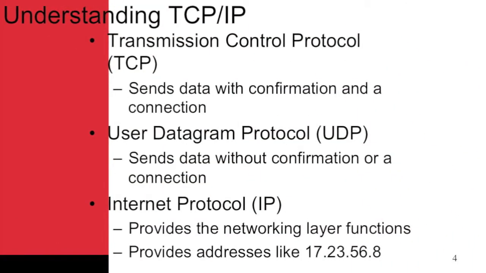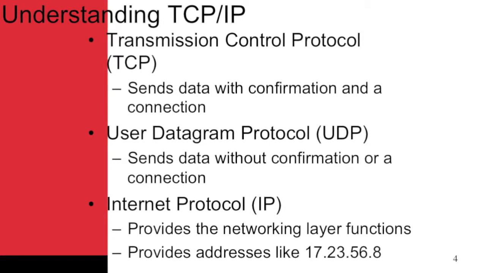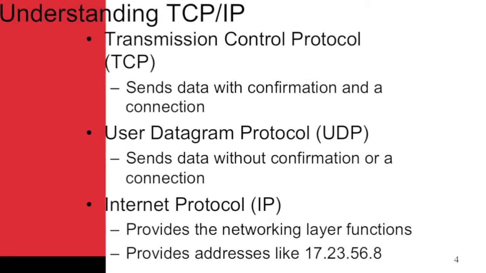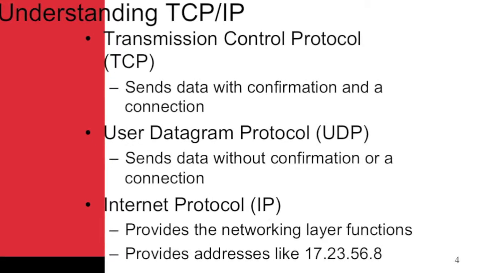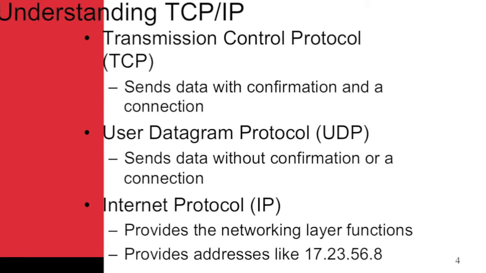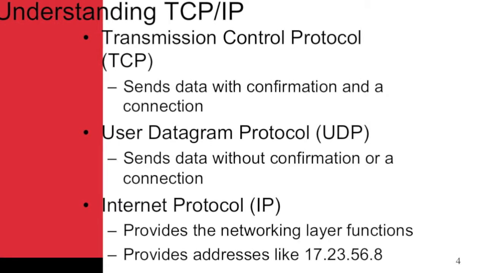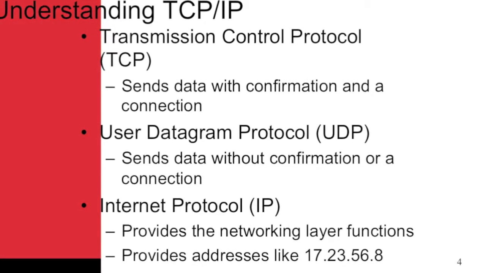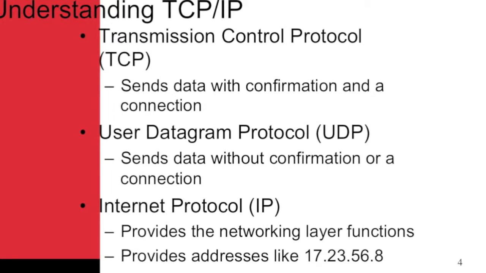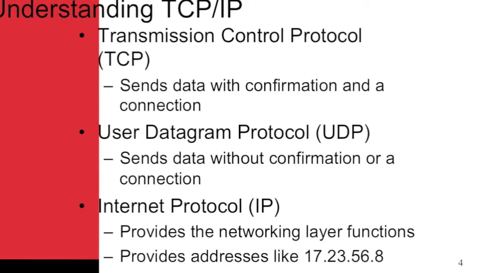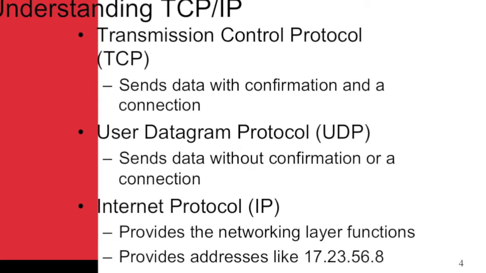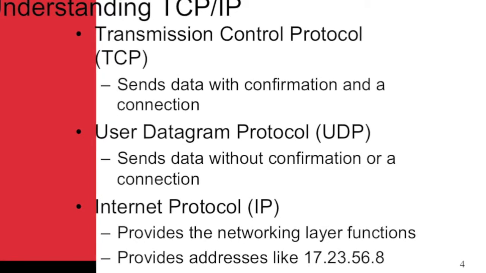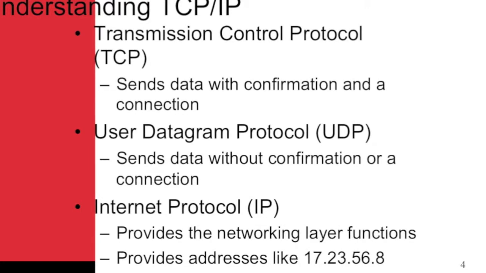TCP/IP is the most commonly used network protocol suite today. It is the protocol suite used to communicate on the internet, and it is the default protocol suite used on Windows computers. It is called a suite of protocols because it consists of multiple protocols for communications. Some of those protocols include the Transmission Control Protocol, or TCP. This sends data with confirmation and a connection. The User Datagram Protocol, or UDP, sends data without confirmation or a connection. The IP, or Internet Protocol, provides networking layer functions and utilizes addresses such as that represented here, which is called dotted decimal notation.